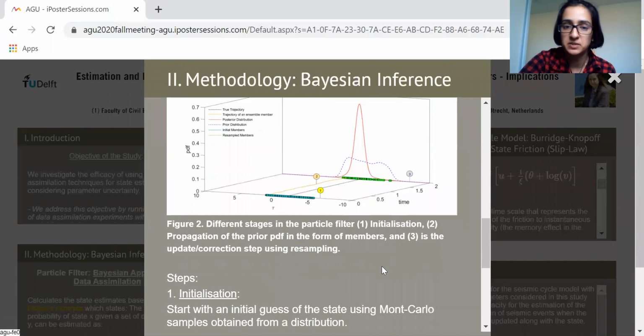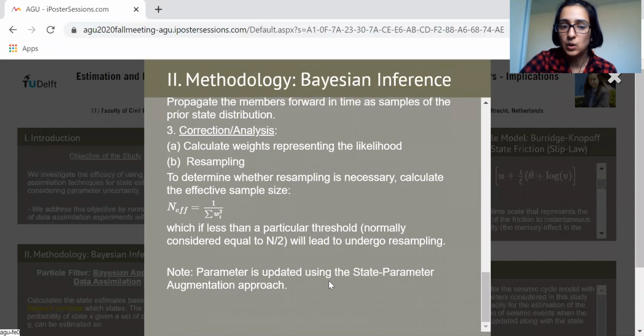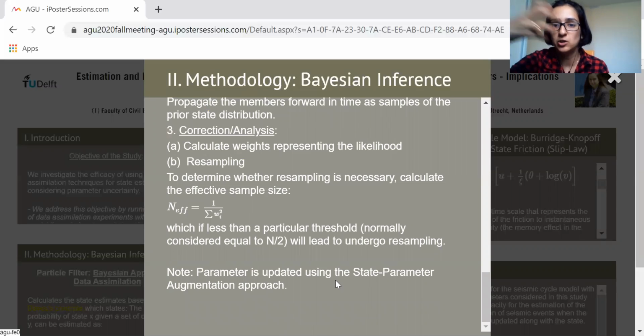Now, there are three major steps involved in the particle filter. Firstly, the initialization step, where you start with an initial guess of your state. Then you propagate these states further with time, and sequentially you correct or update your states through the resampling process. Now, the process that we're going to use for considering parameter uncertainty in our work is the classic state parameter augmentation approach, where you incorporate the parameter inside the state vector itself.